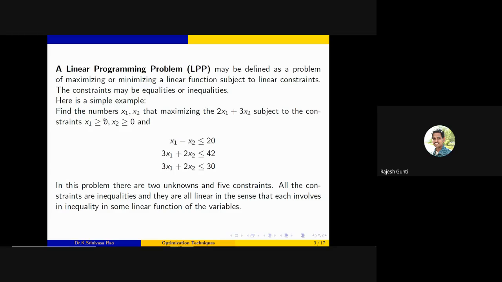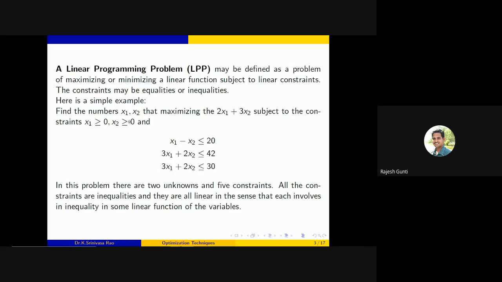Here we have to find x1, x2 that maximize 2x1 plus 3x2. 2x1 plus 3x2 is called the objective function. These are unknown values x1, x2 that we have to determine. Objective function is linear. Constraints are also linear. That's why it is called linear programming problem.